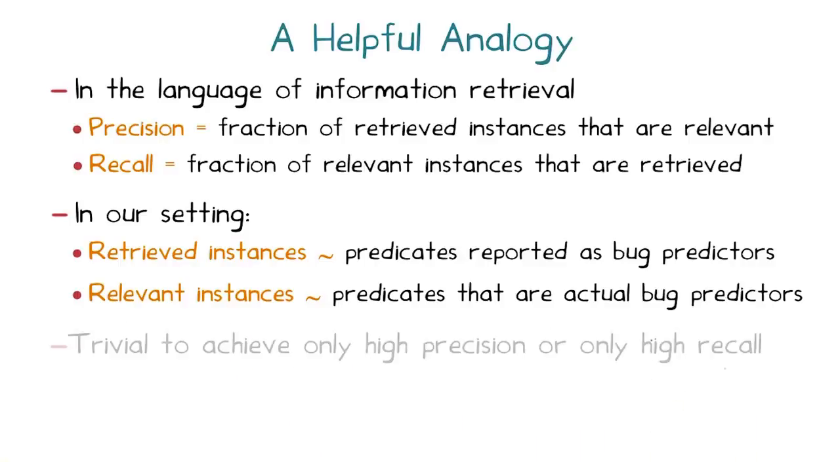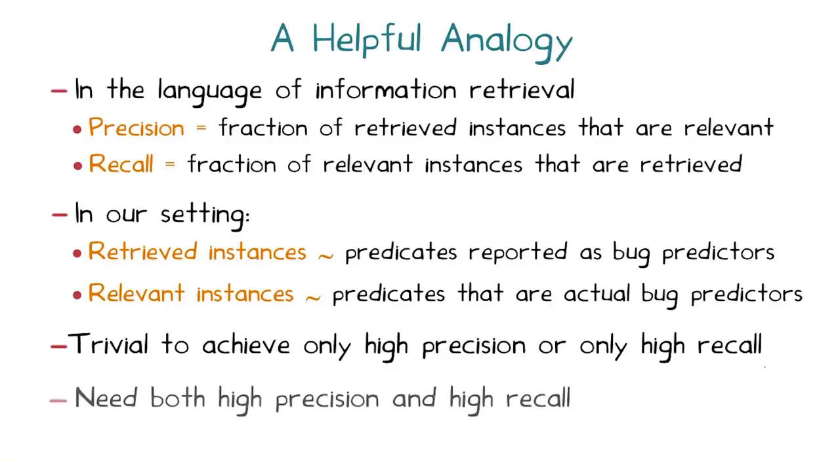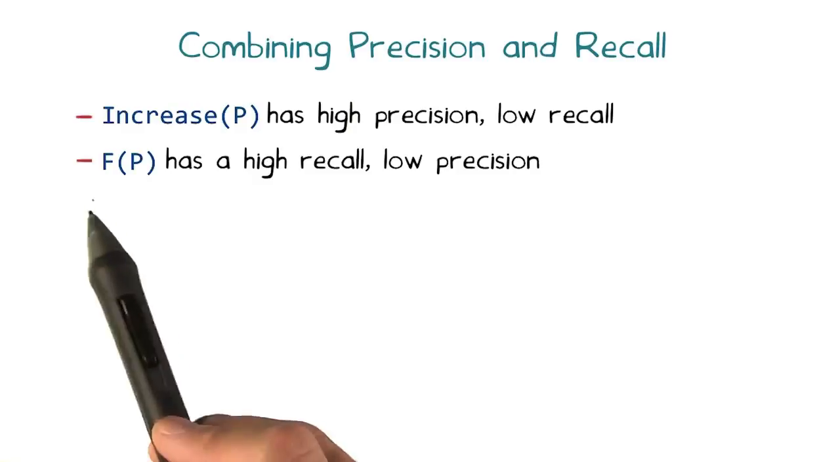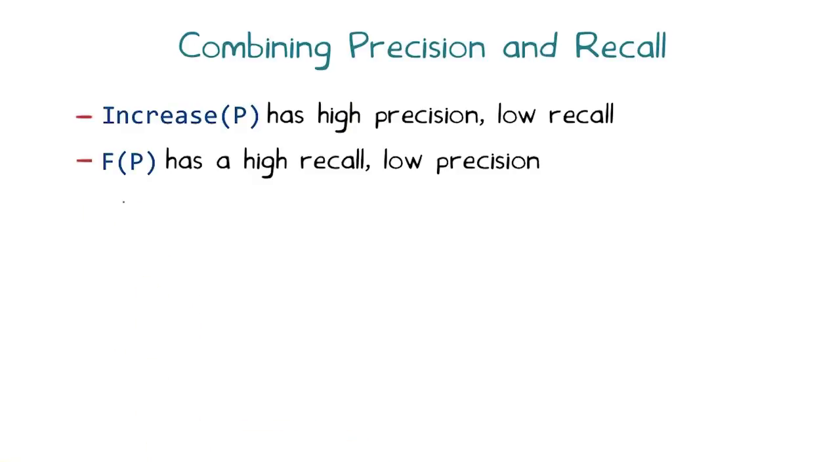Achieving high precision or high recall alone is trivial. For instance, if we do not report any predicates as bug predictors, we trivially have high precision but low recall. Likewise, if we report all predicates as bug predictors, we trivially have high recall but low precision. Our goal is to report exactly those predicates which are actual bug predictors, which amounts to achieving both high precision and high recall. Returning to our metrics, Increase(P) has high precision but low recall, whereas F(P), the number of failing runs in which P is true, has high recall but low precision.